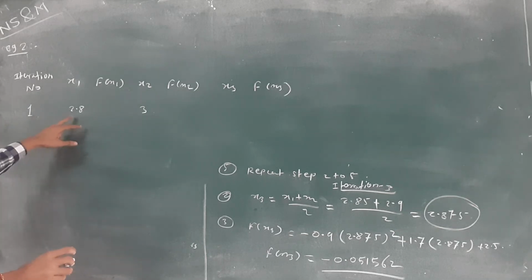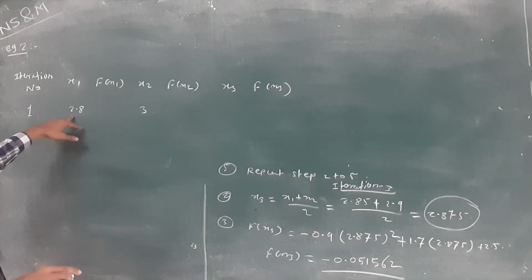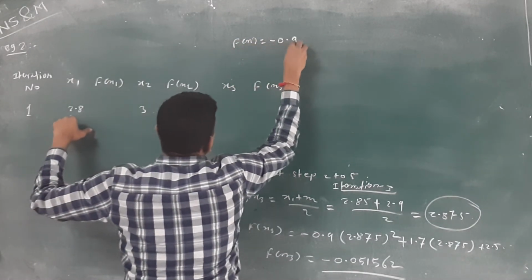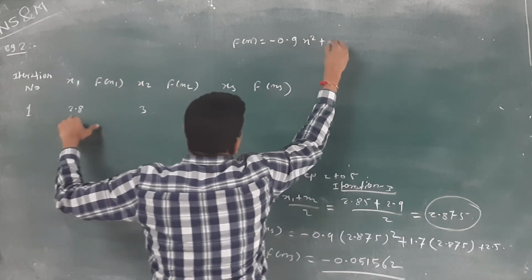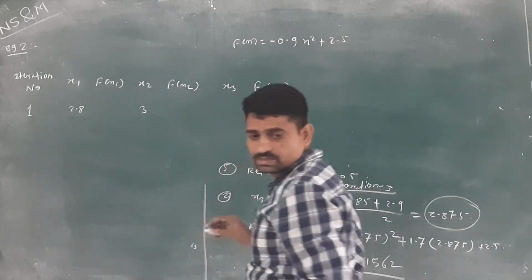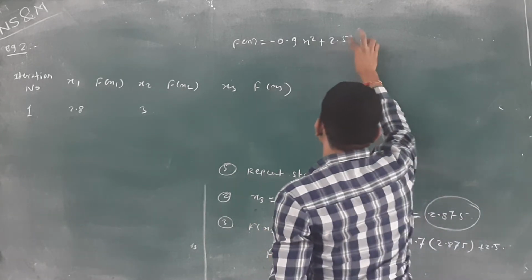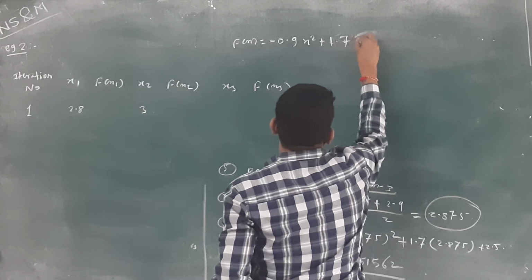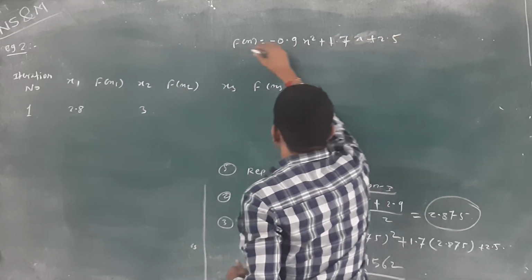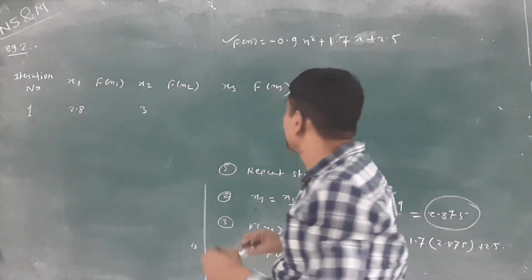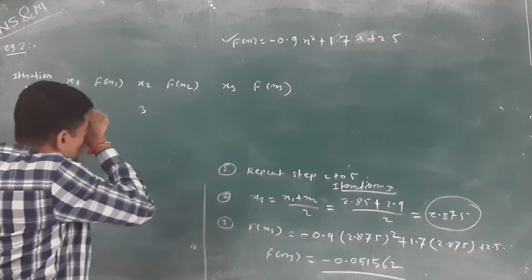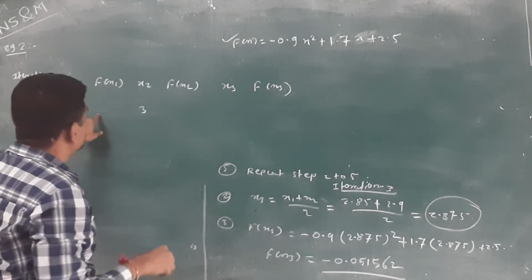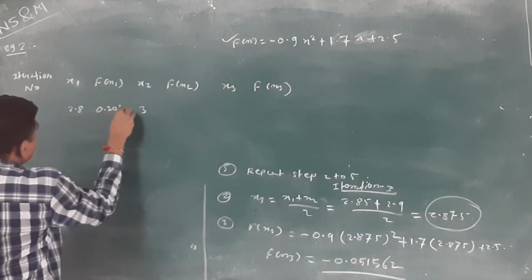Then with the help of that 2.8, we use the function f of x is equal to minus 0.9x squared plus 1.7x plus 2.5. We are using this equation and putting the value in that equation. Then what is the value of f of x? Which value are we getting? f of x is 0.204, a positive value.